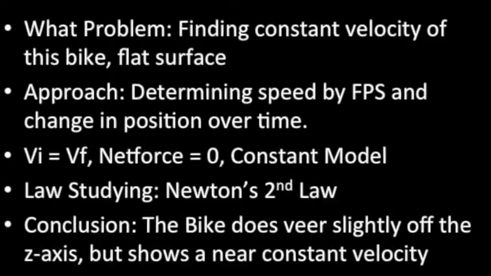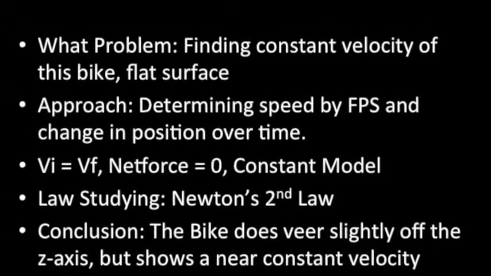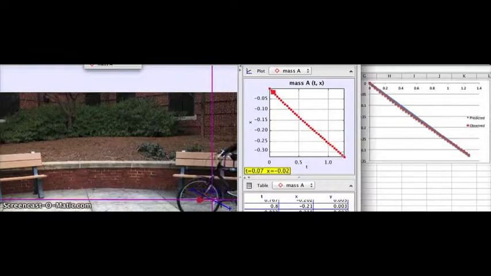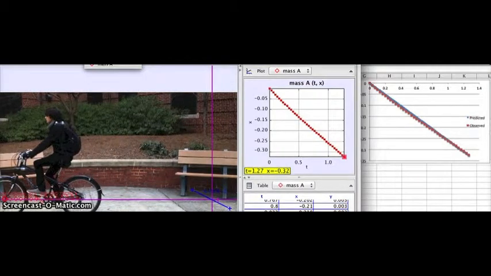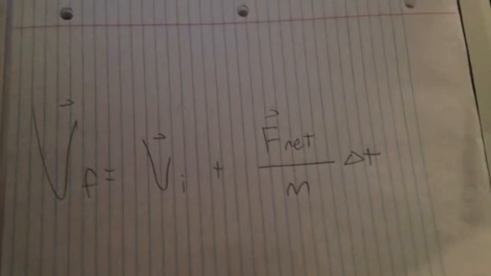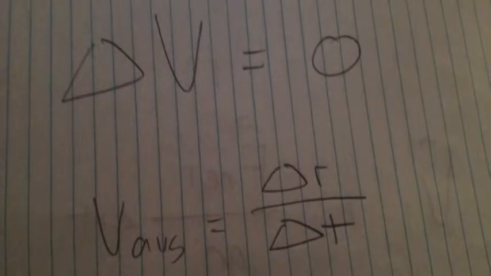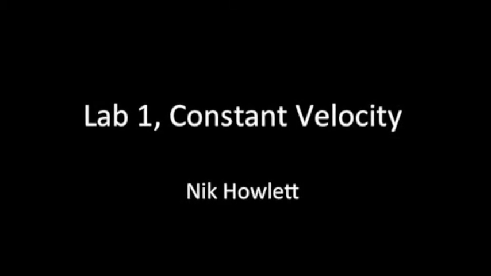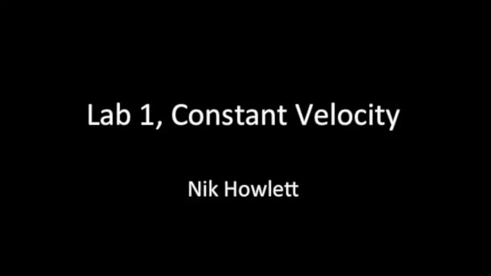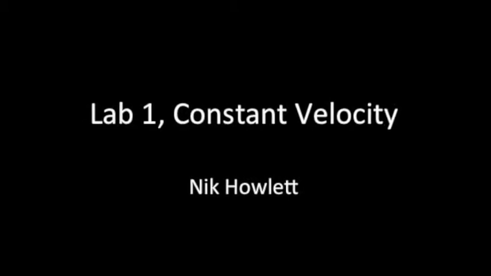For observations, the bike moved across the Harrison patio. The bike traveled at a near constant velocity on the flat surface. For the model, we use Newton's second law of motion and assume that there is no change in velocity and that it's just average velocity. Some main assumptions of the model are that the initial and final velocity are the same, and rolling friction was unimportant.